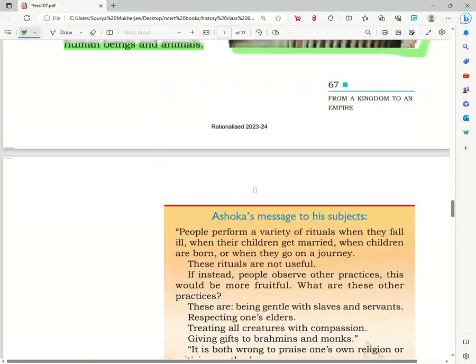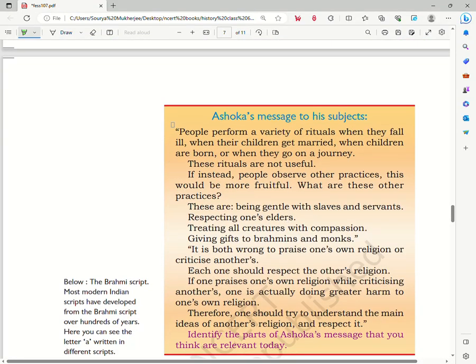Next, we see Ashoka's message to his subjects. Basically, this story talks about being a good-natured and good-principled human being. So the several principles that we see, or the messages of Ashoka, are common messages or common principles that a decent human being follows, such as treating all creatures with compassion, giving gifts to Brahmins and monks.